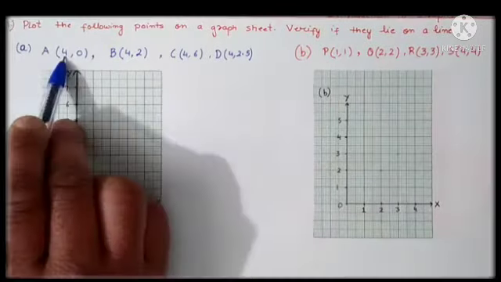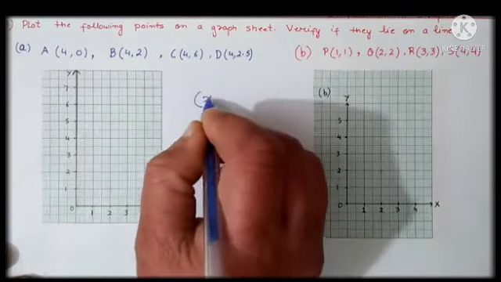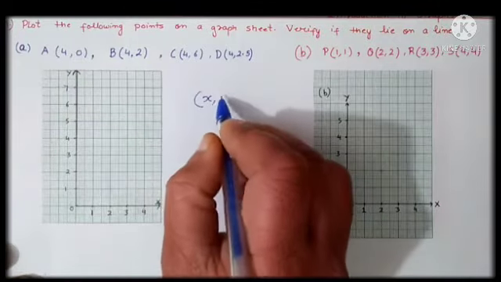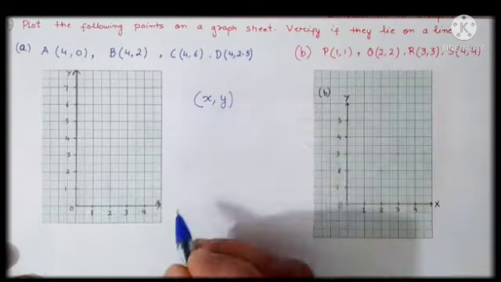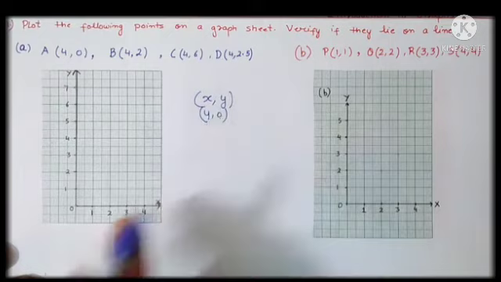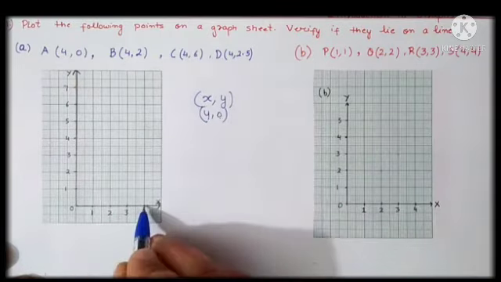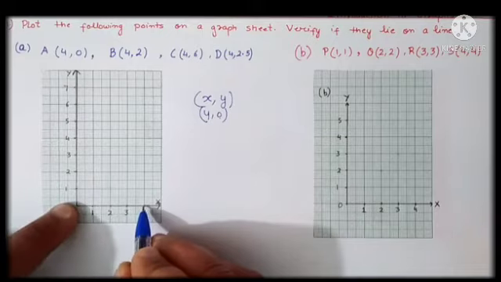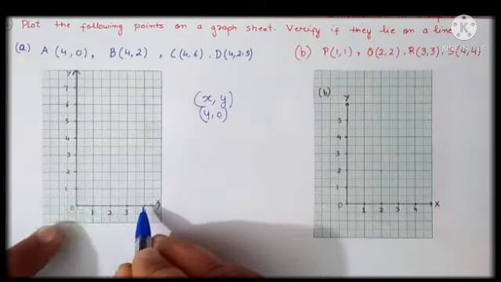Let's start the A part. First of all, we will plot (4, 0). You can see that on the x-axis 4 will lie and 0 is a y-axis point, because these points lie in an ordered pair (x, y). So plot the point (4, 0).